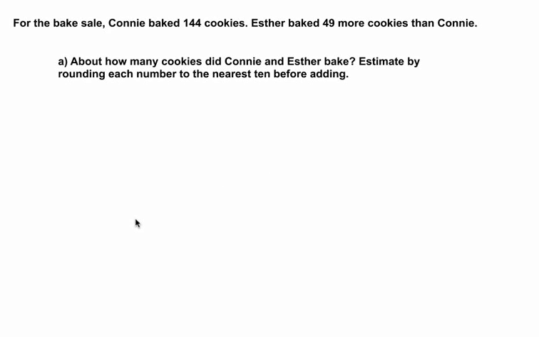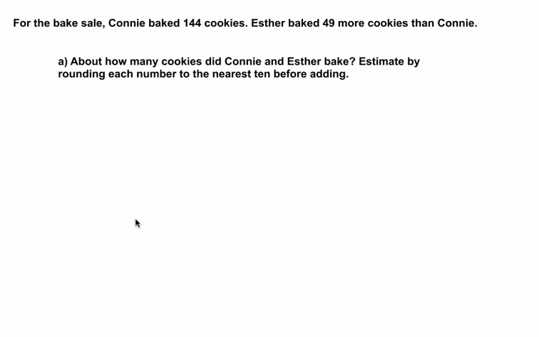Problem set problem 1. For the bake sale, Connie baked 144 cookies. Esther baked 49 more cookies than Connie. Question A. About how many cookies did Connie and Esther bake? Estimate by rounding each number to the nearest 10 before adding.